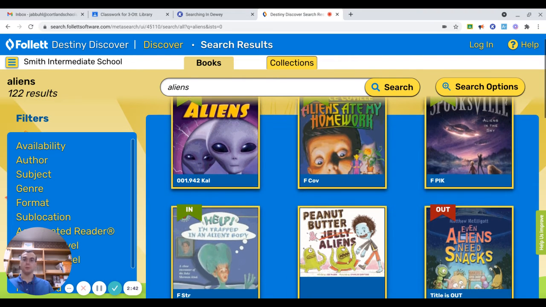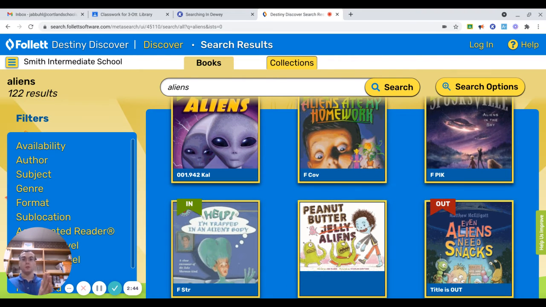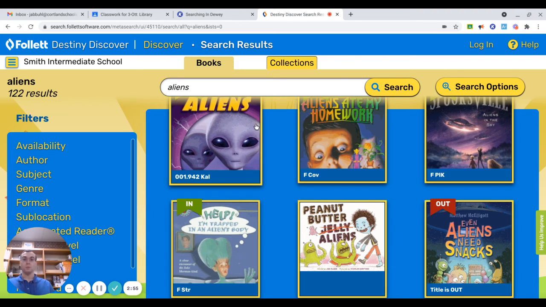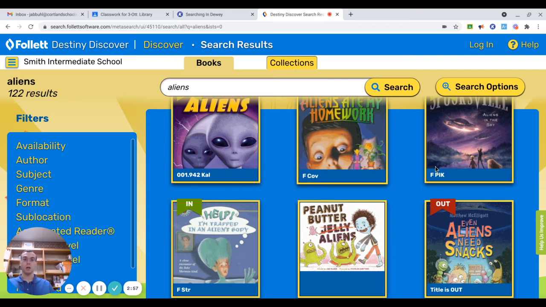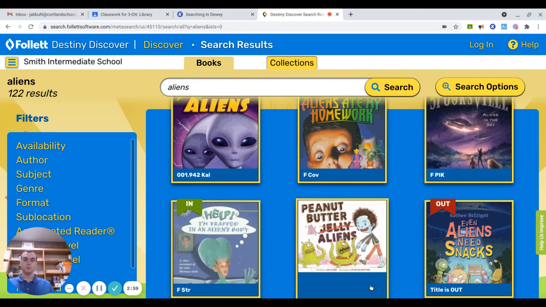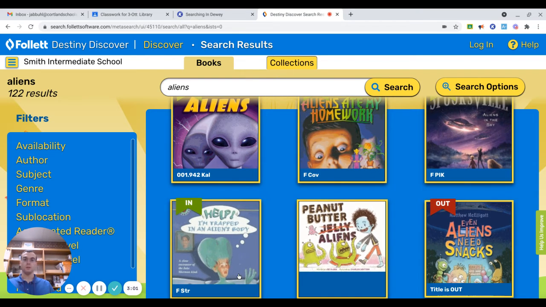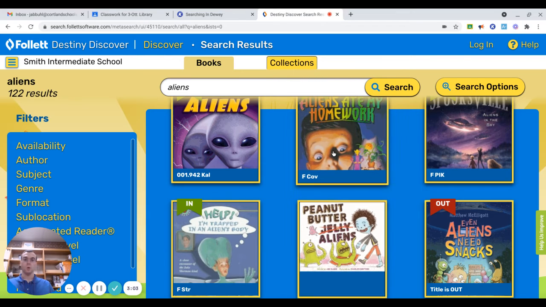Now here's the next thing that we have to do. Even though I searched up aliens, not every book that comes up is going to be a nonfiction book from the zero section. So we have to look at the call numbers. As you can see, there are a number of them here that either don't have a call number, or they have F, which stands for a fiction book. That will not get us a book that we're looking for.